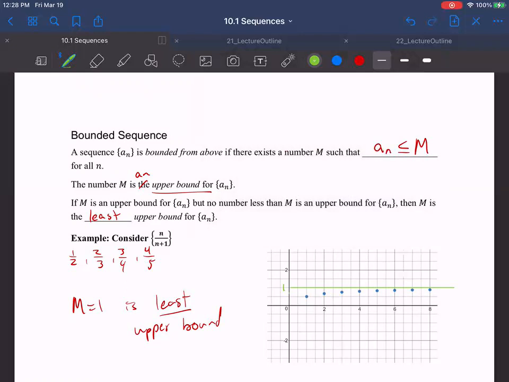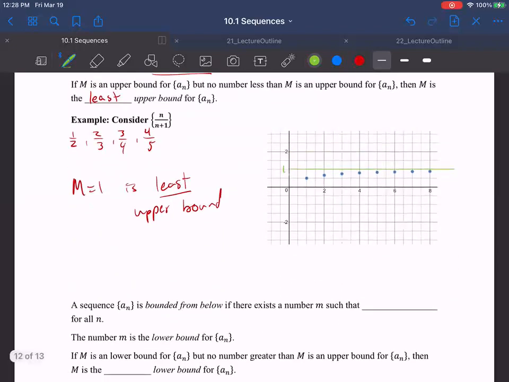I know that was an impressively straight drawn line, right? Okay. All right, m equals 1 is the least upper bound.